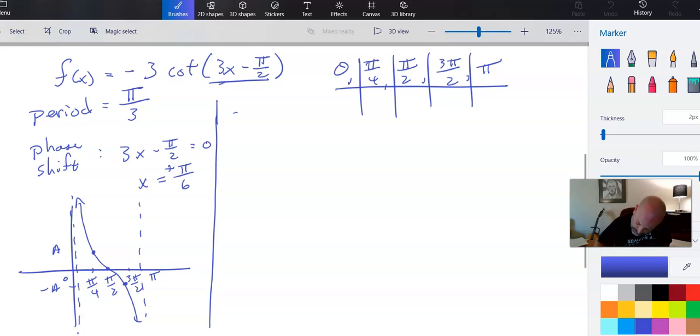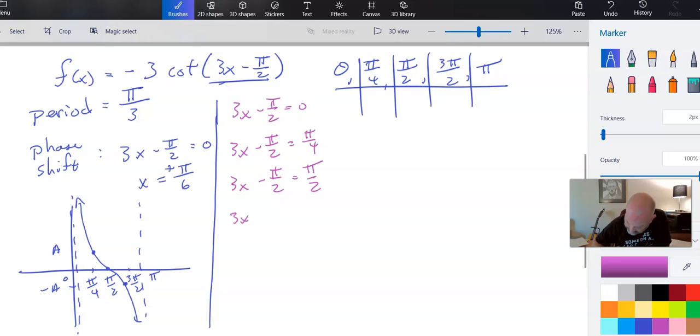Okay, so we'll start with, actually, I'm going to switch colors too, just so it stands out a little more. Turn the pen on also. 3x minus pi over 2 equals 0. 3x minus pi over 2 equals pi over 4. 3x minus pi over 2 is equal to pi over 2. 3x minus pi over 2 is equal to 3 pi over 4, excuse me. And then 3x minus pi over 2 is equal to pi. Right? So those are our main things.